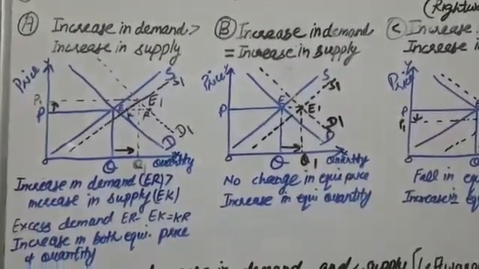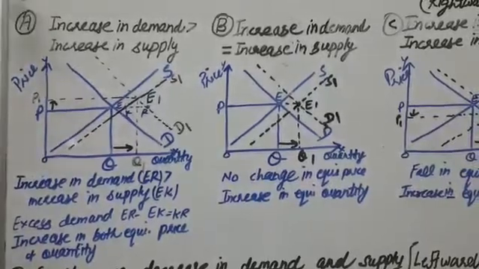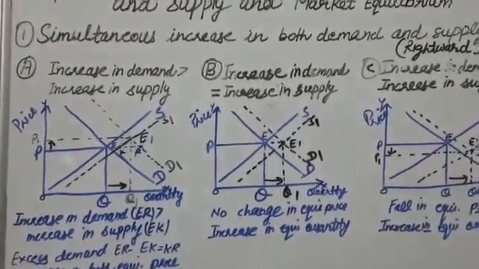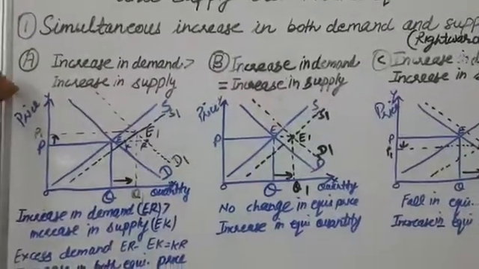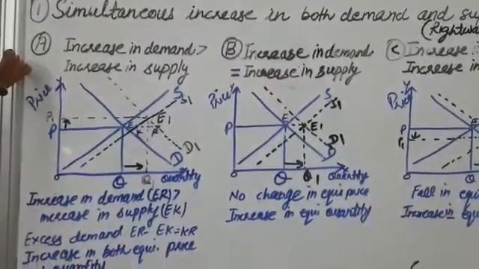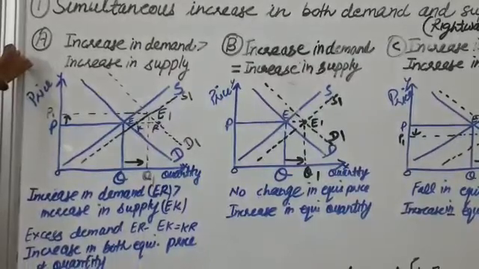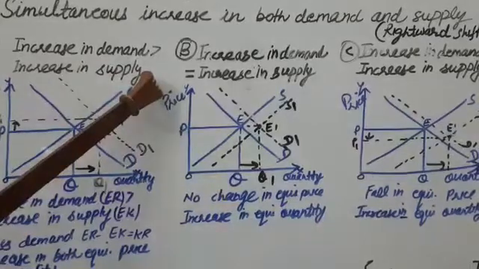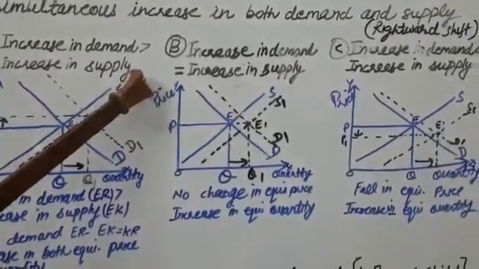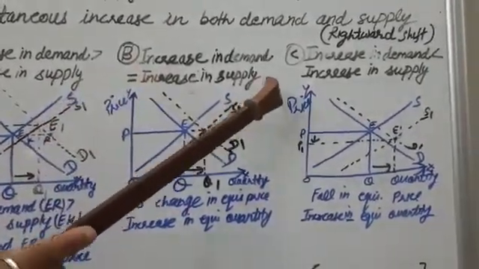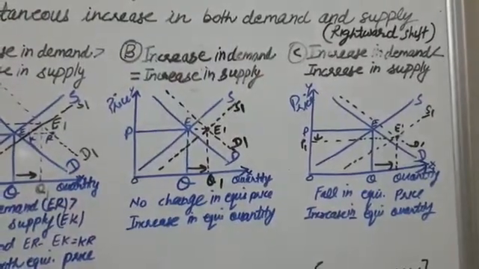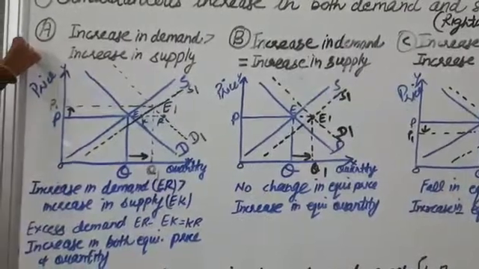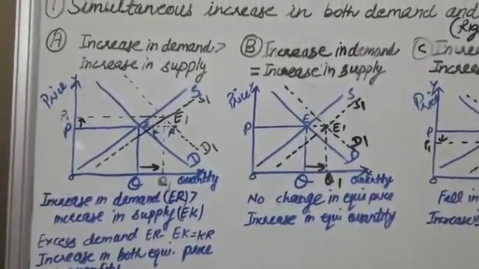So first we are taking simultaneous increase in both demand and supply. Accordingly, there can be three situations. First one is increase in demand is greater than increase in supply. Next is increase in demand is exactly equal to increase in supply. And third one is increase in demand is less than increase in supply. First one, increase in demand is greater than increase in supply.